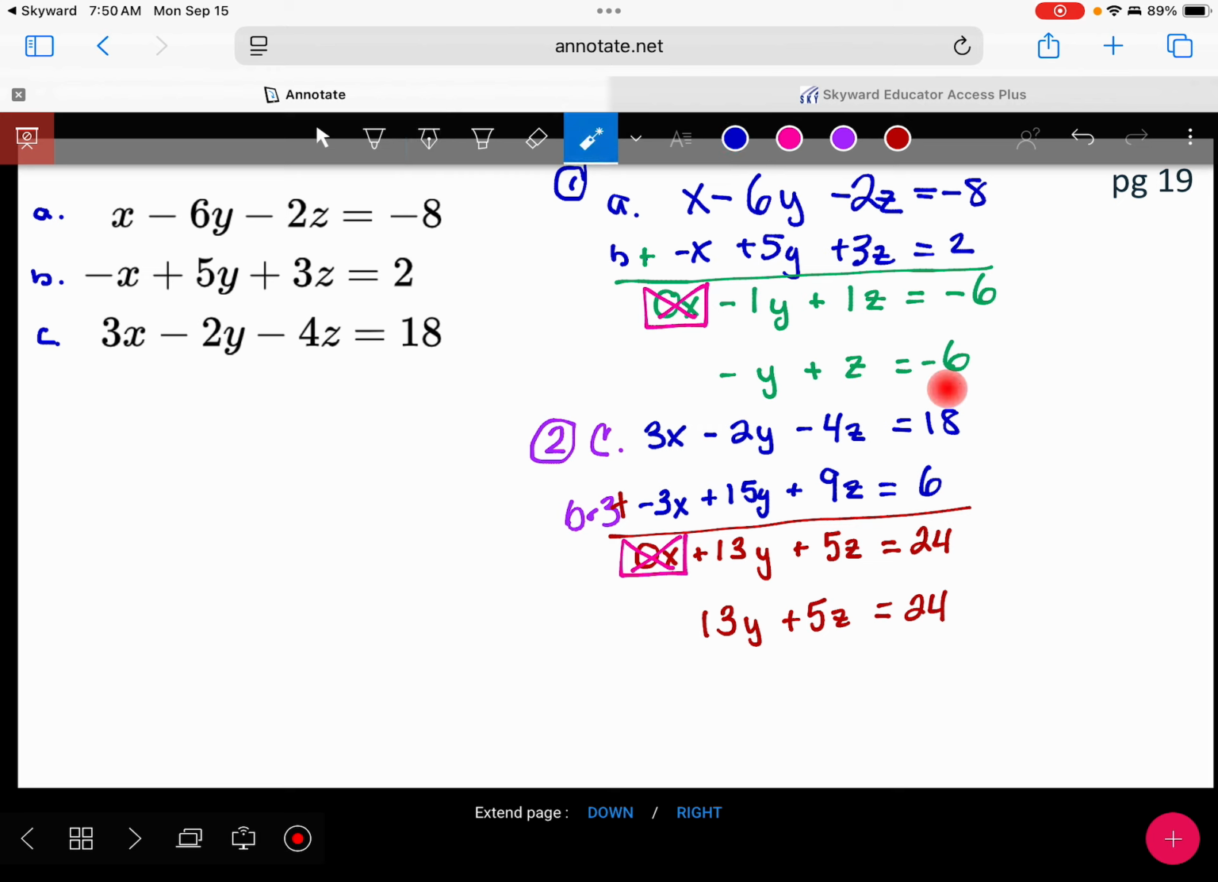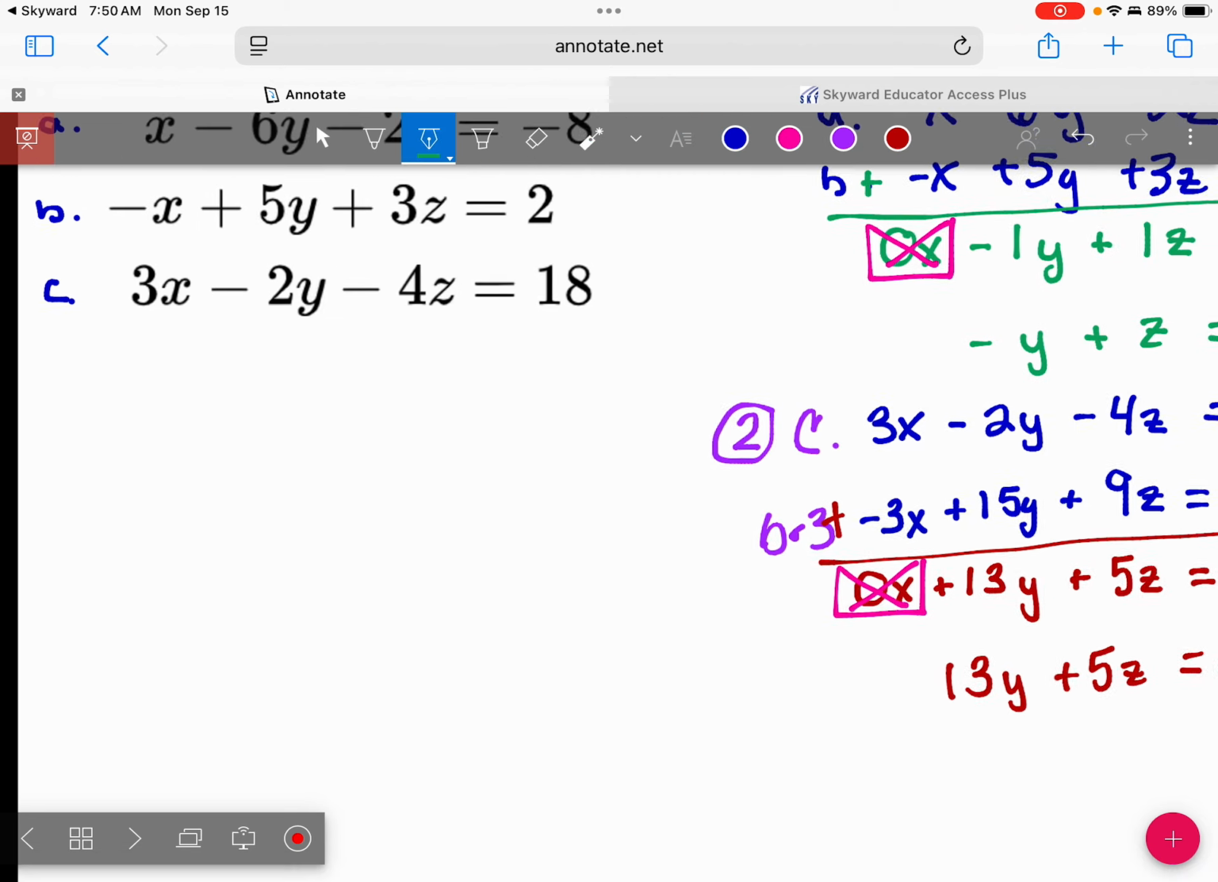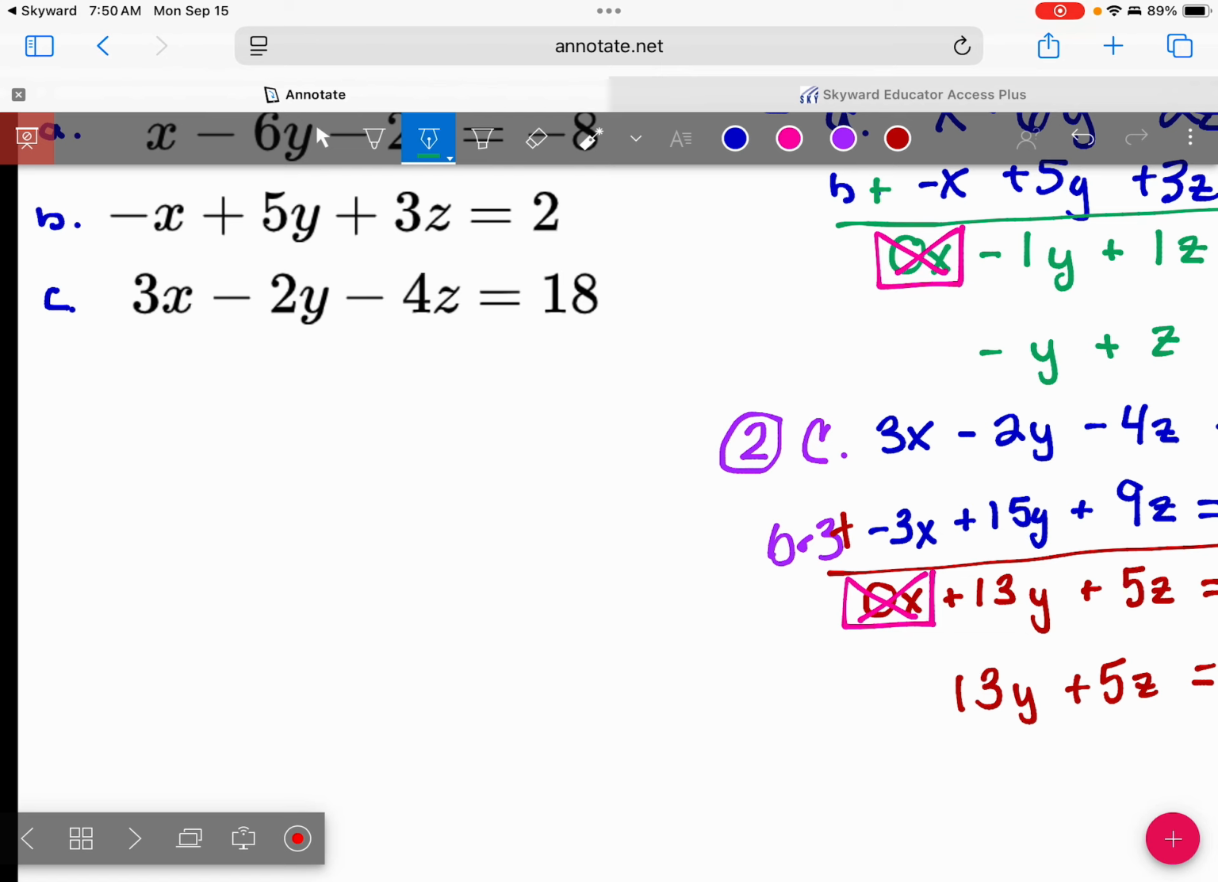On this one, you could just add y to both sides and get a z equals. Totally valid, and then you could substitute. Absolutely works. I just tend to be like, I'm already in the zone on elimination, so I'm just going to keep going with it. If we think about our minus y plus z equals minus 6, and our 13y plus 5z equals 24.